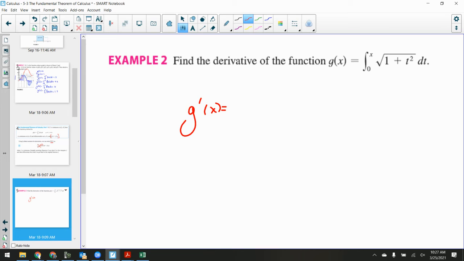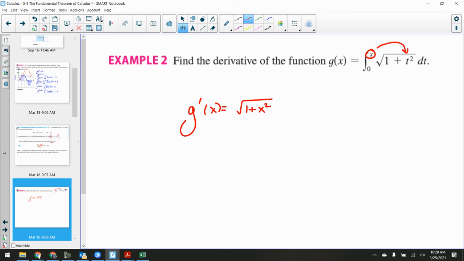Yeah, square root of 1 plus t squared. So if I want f of x, essentially all I'm going to do is take 1 plus x squared. The dt goes away, right? Taking the derivative undoes the integral. So g prime is just straight up going to be the square root of 1 plus x squared. So what's going to happen here is this is essentially going to get plugged in for that. Essentially, that's all that's going to happen. That x value is just going to get plugged in for that.